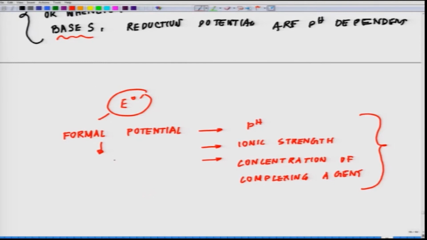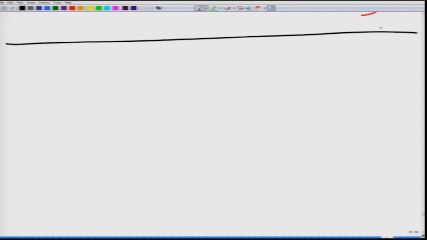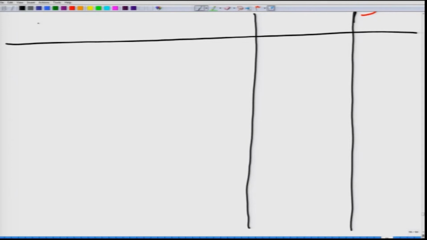This is that E0 prime. Now, I will put some of the values for you to realize how E0 prime looks like. Say for example, let us draw a small table of some of these values. So, the reaction out here, E0 in volt, which is standard potential, and here you have E0 prime in volt.